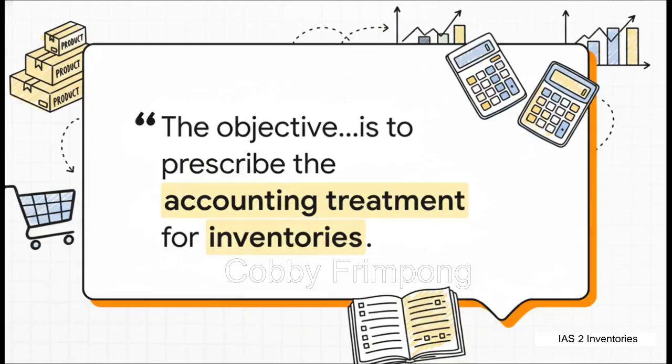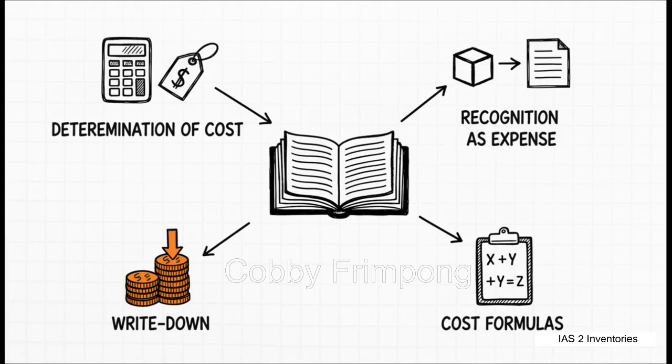The objective of IAS 2 is to prescribe the accounting treatment for inventories. This standard provides guidance on the determination of cost and its subsequent recognition as an expense, including any write-downs to net realizable value. It provides guidance on the cost formulas that are used to assign costs to inventories.